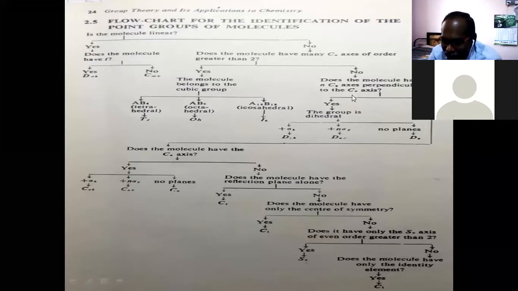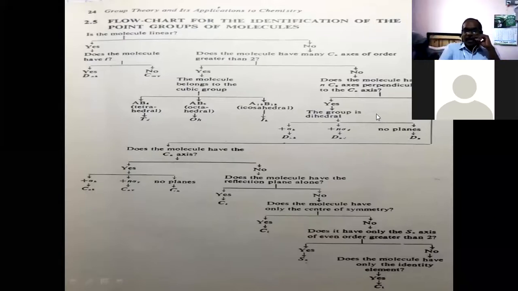So it contains a C3 axis, and you can assume 3 C2 axes passing through the BF bonds. Therefore, it contains one C3 axis, and this N is 3, so it contains 3 C2 axes which are perpendicular to the C3 axis. In such a condition, if the answer is yes, then the group is called the dihedral group. Apart from this condition, if the molecule has sigma H, then the point group is DNH. If it has N number of sigma D, the point group is called DND. If no planes are there, it is called the DN group.